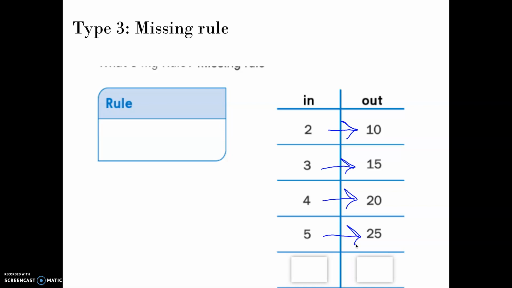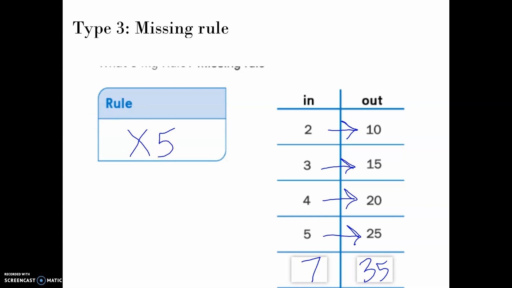What can I do to 2 to get 10? Well, 2 times 5 is 10. Let me try it. 3 times 5 is 15. 4 times 5 is 20. 5 times 5 is 25. I'm going to put a 7 there. 7 times 5 is 35. So my rule is times 5.